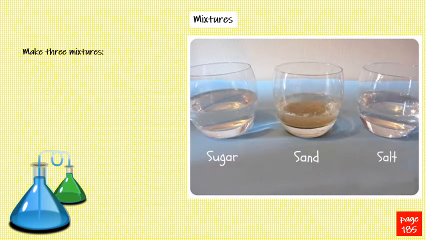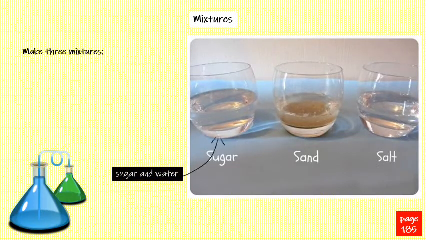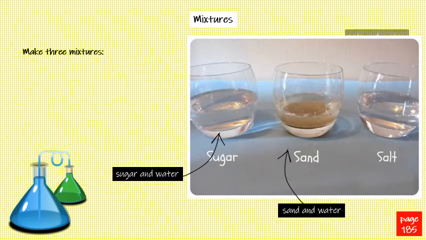But what happens if we mix different kinds of matter together? Take 3 different cups and in each one of these cups put some water. In the first one, add 1 spoon of sugar and mix them. In the second one, add some sand. And in the third one, add some salt.